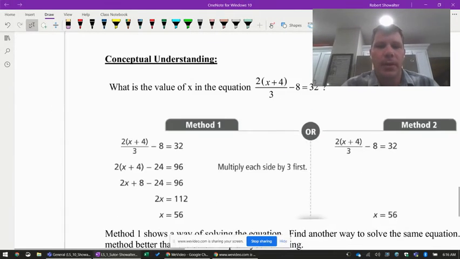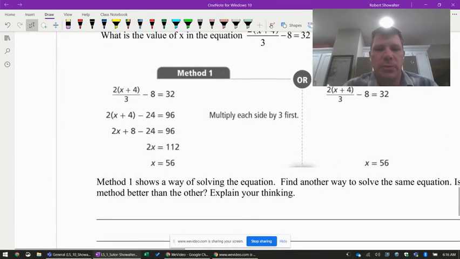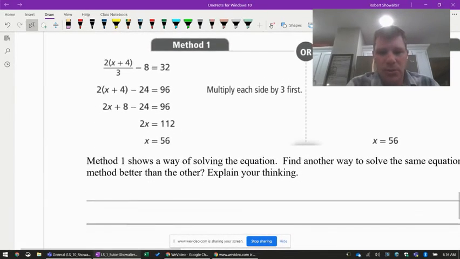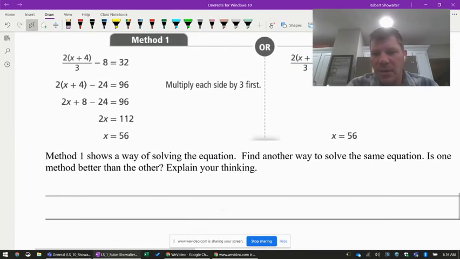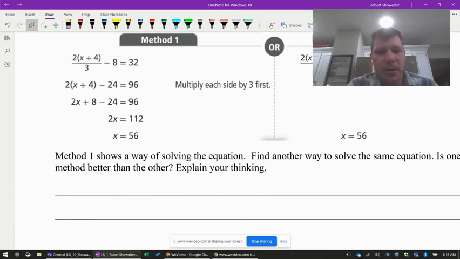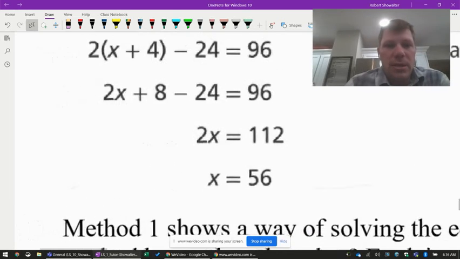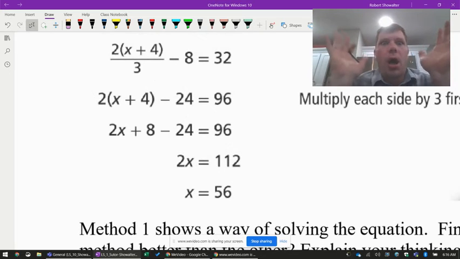Okay, very last one. So this one's confusing. When we read it, what is the value of x in the equation? It said method 1 shows a way of solving the equation. Find another way to solve the equation. Is one method better than the other? Explain your thinking.